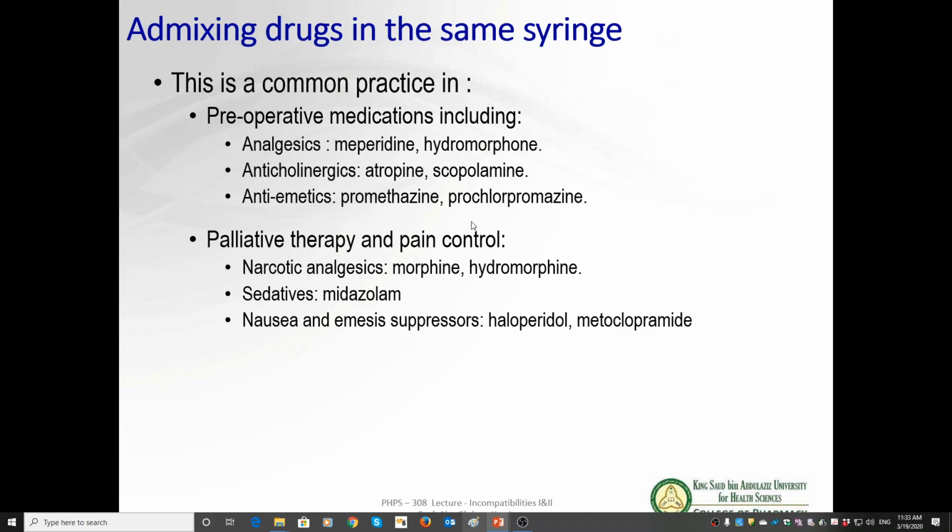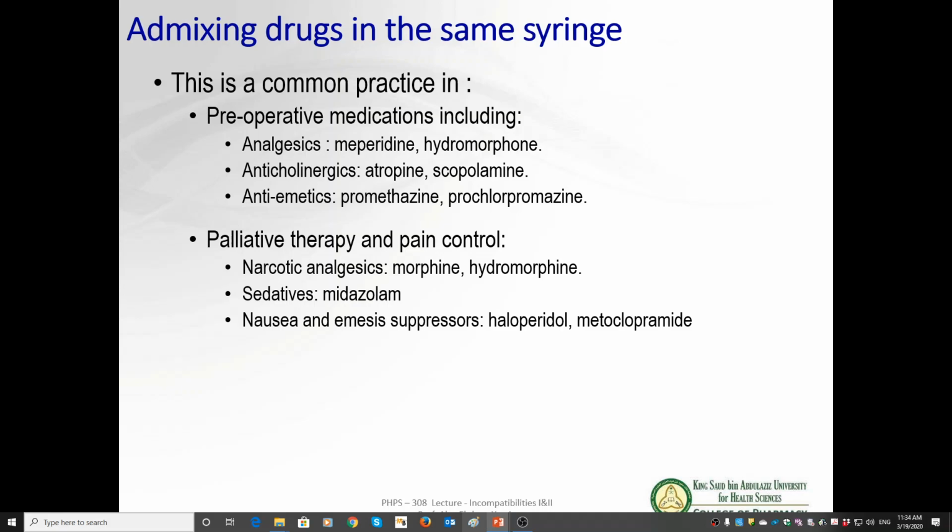Admixing drugs in the same syringe. These are the different categories of practice. We will just give you examples of incompatibility that occurs due to these practices. Admixing drugs in the same syringe means mixing them directly before injection, in the syringe. We're not talking about the IV. This is a small volume mixing.